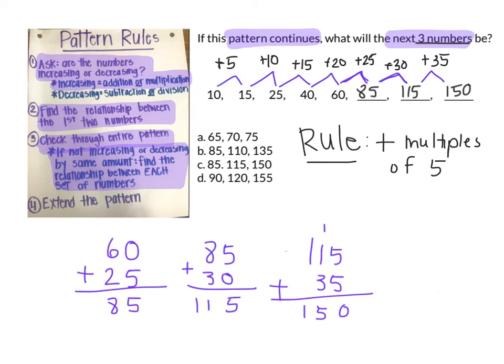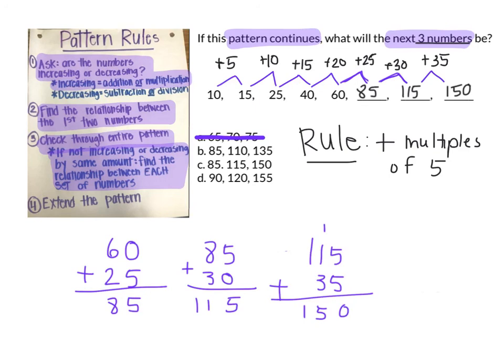Answer choice A, 65, 70, 75. That does not match our 3 numbers. We've got 85, 115, and 150. So answer choice A was actually probably trying to trick you because they assumed that we thought our rule was just add 5. But we were smart enough to check through the entire pattern and see that it wasn't just add 5.